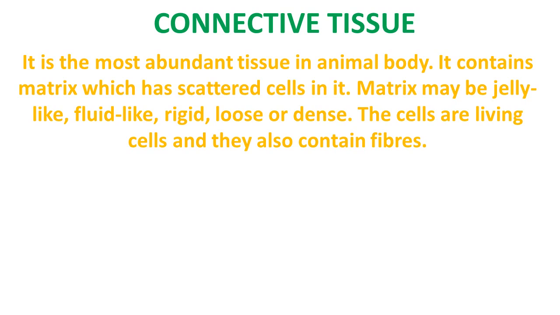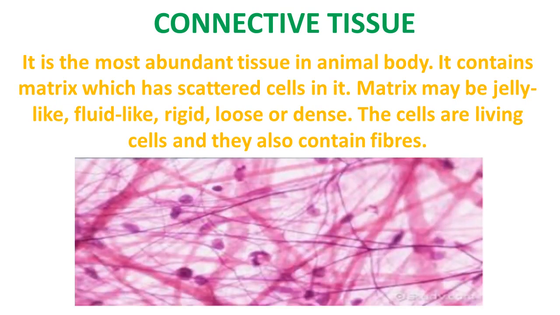It may be different types of matrix. It may be jelly-like, it may be fluid-like, it may be rigid, it may be dense. So we have different categories of matrix that can be identified. It is somewhat called a non-cellular component. It's a jelly-like substance in which different cells are scattered. And along with the cells, they also contain another important component known as fibers. In these tissues, the fibers also play a very important role.